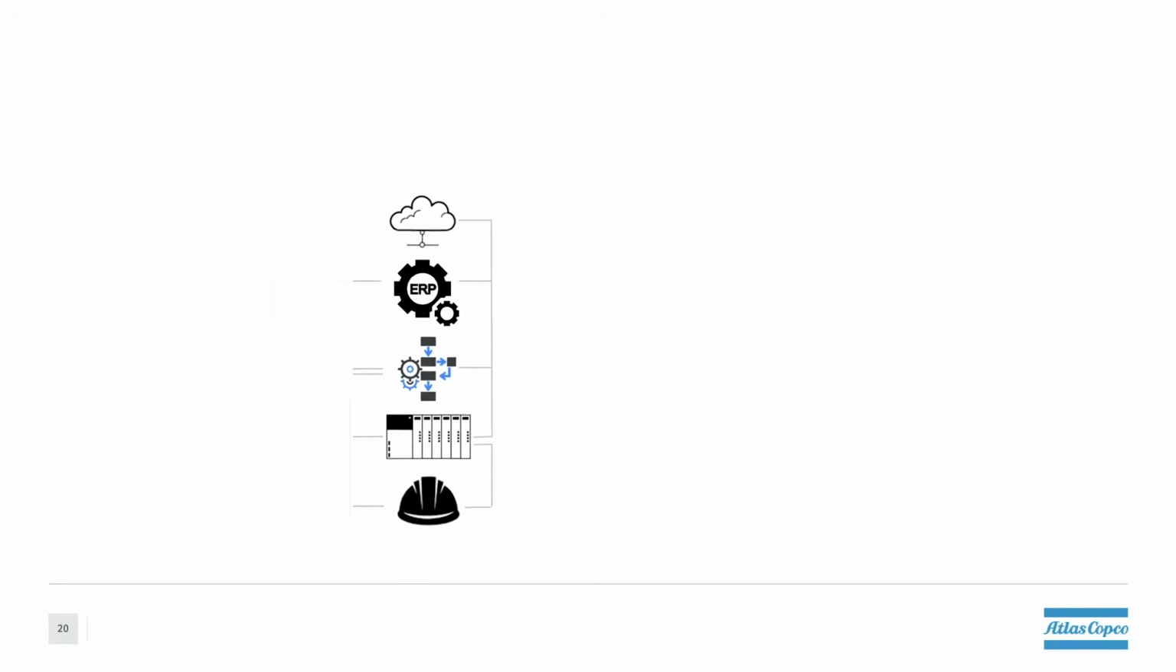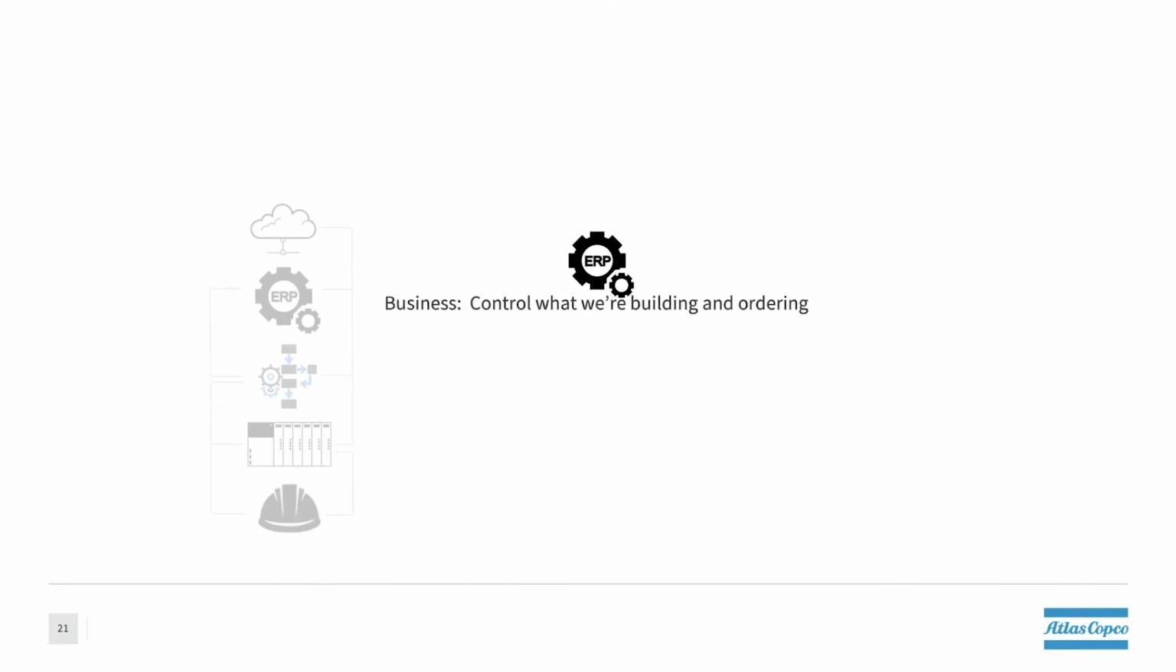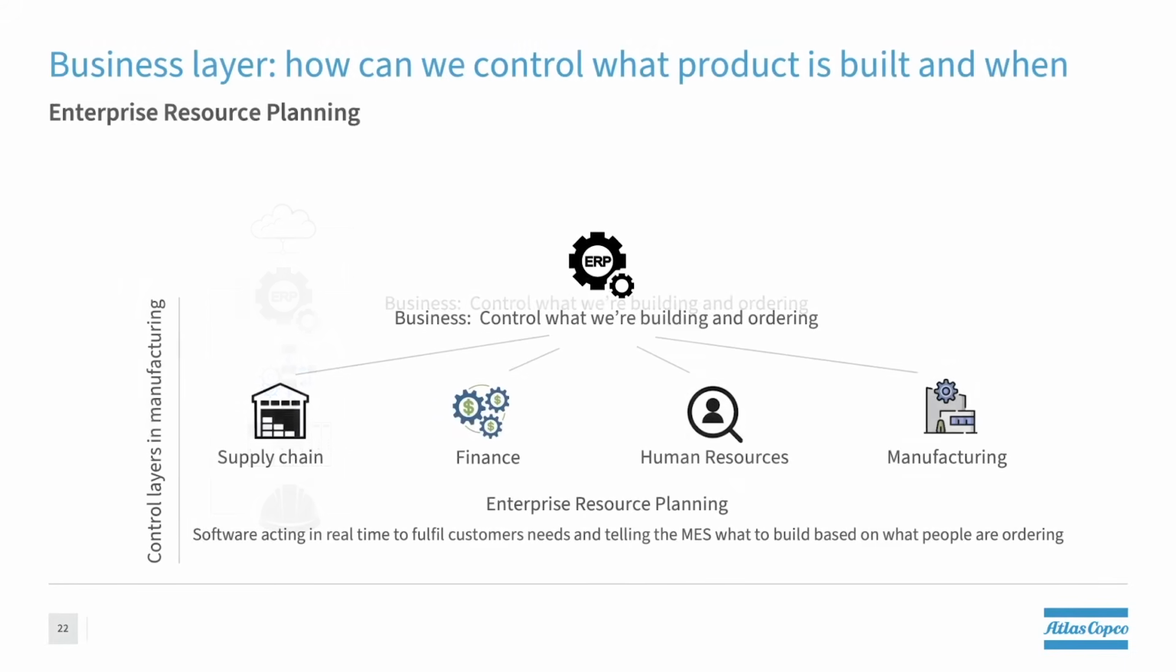In the business layer, you'll find the ERP system, which stands for Enterprise Resource Planning. This software usually connects and manages supply chain inventory and ordering, business and plant financials, human resources, but enables lean manufacturing by communicating to the MES to build what product and model is being ordered within a specified time. The ERP system usually has the least amount of control within manufacturing, but does play a crucial role.